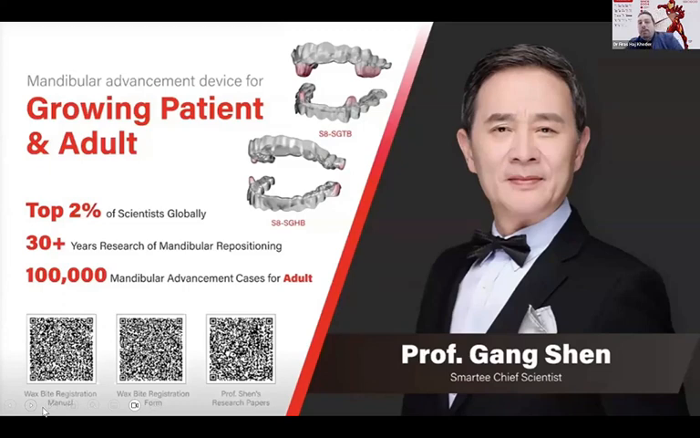So the most important thing in this slide is the barcodes we have here. The first barcode is the wax bite registration manual, the second is the wax bite registration form, and the third barcode will take you to all the articles and the science behind the mandibular repositioning technique. It's all published, a lot of articles. You'll see cases, all proved by those articles.